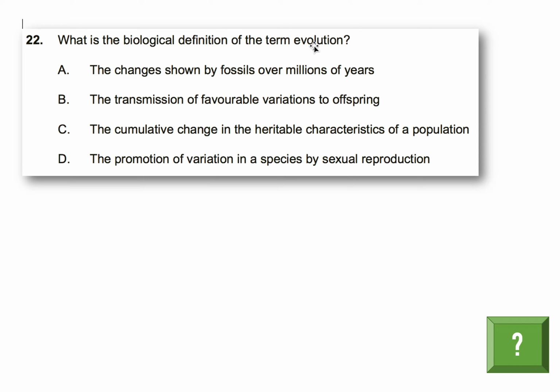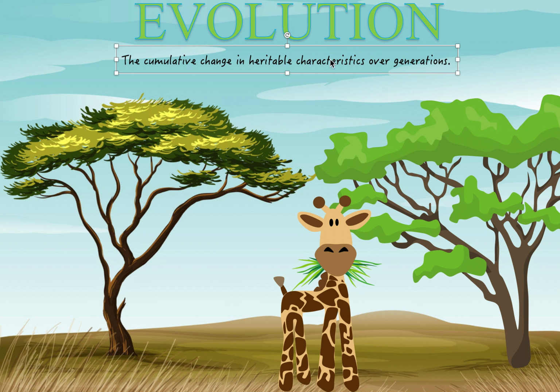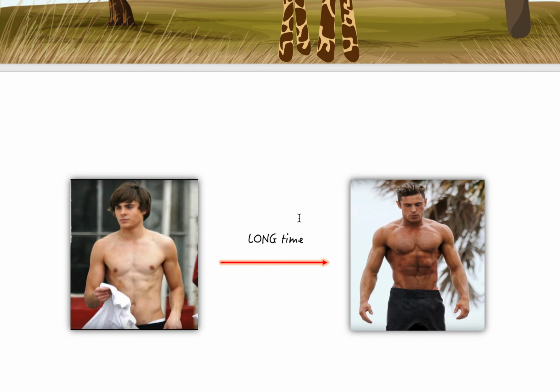Okay, so basically, for this one, there's a standard definition that the IB wants you to know. Okay, and it's the pretty accurate definition. So this one is worth memorizing. So if I go show you on the teaching video that I made, remember the definition was the cumulative change in heritable characteristics over generations. Okay, cumulative means gradual. It's a very gradual change in specific characteristics over a very long time. So very, very long time. Remember this? A long time.